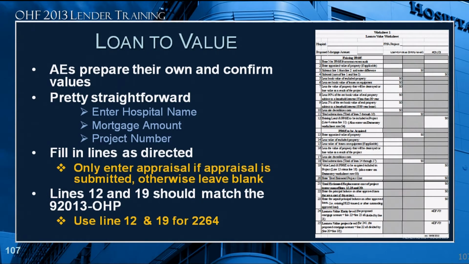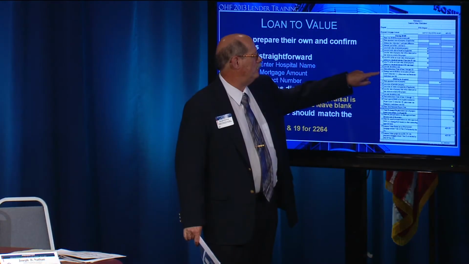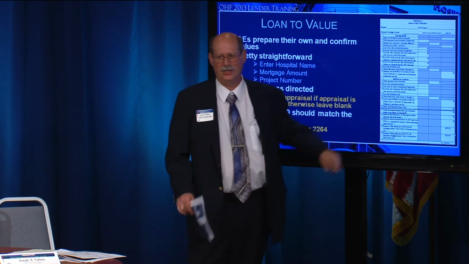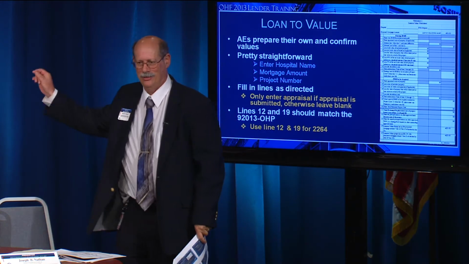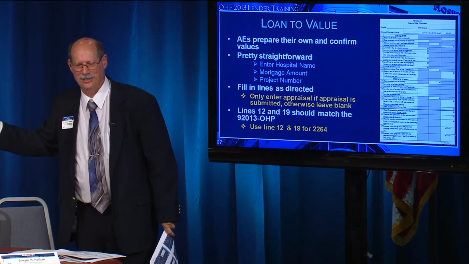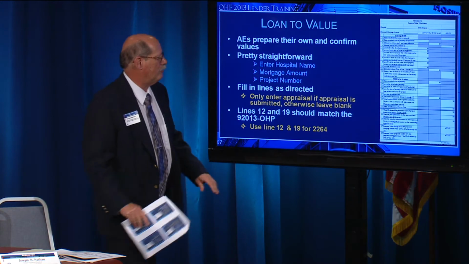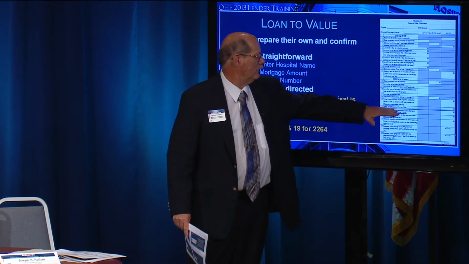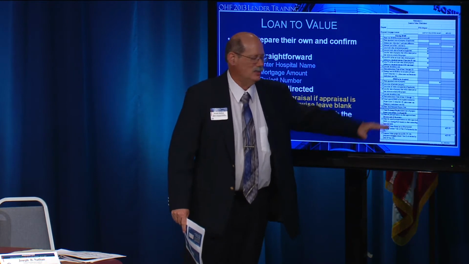That will go through lines 12 and 19. So line 12 gets down here. On line 12 it says that's your existing land PP&E. That's the number that goes over on the 2013 for the existing land PP&E. The second part of the form down here is PP&E to be acquired. The last line on this one here is line 19.